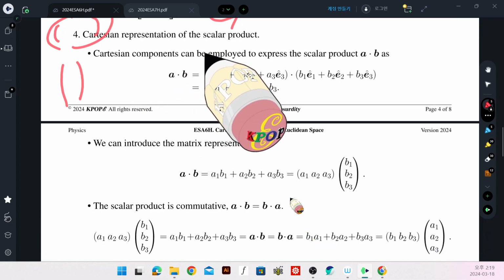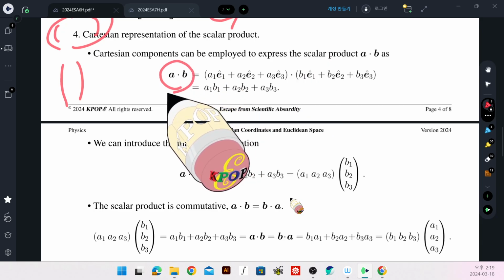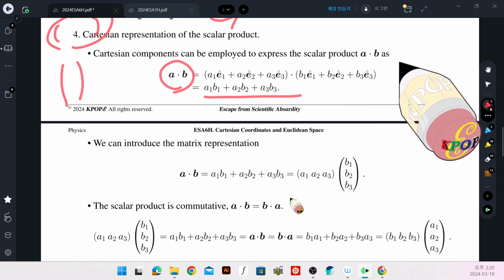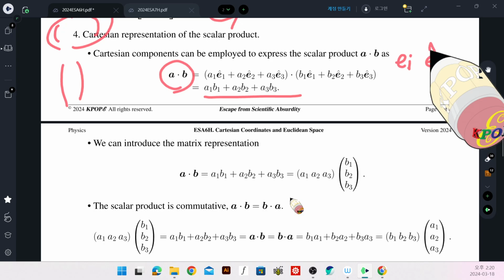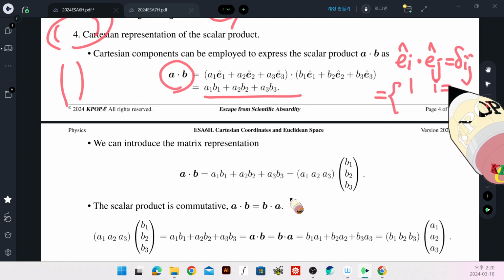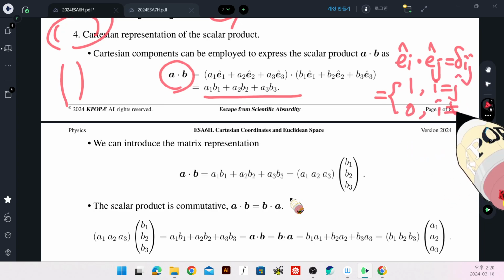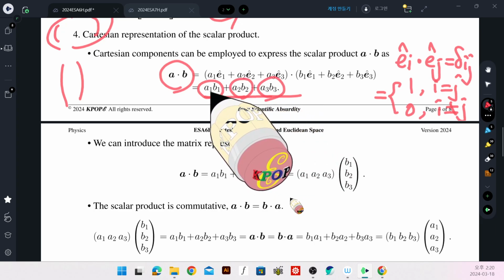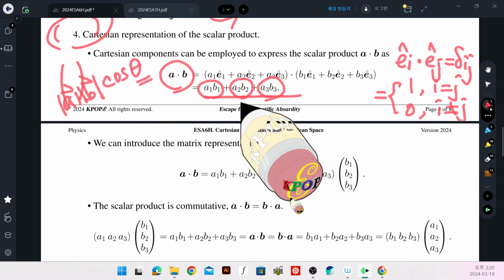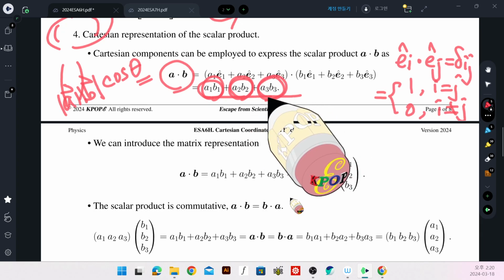For the Cartesian representation of the scalar product, we remember the scalar product A dot B is expressed as the sum of products of each Cartesian component. This is based on the fact that e_i dot e_j hat is the Kronecker delta ij, which is 1 for i equals j and 0 for i not equal to j. As a result, we can find the scalar product not based on the exact original definition, but by making use of the Cartesian components. It is very convenient in the general case.